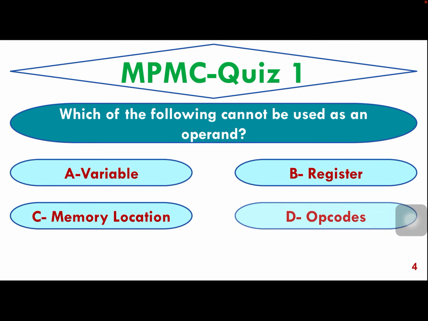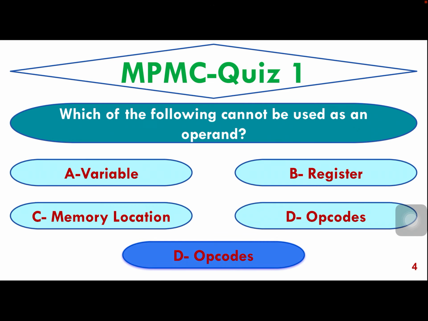Which of the following cannot be used as an operand? A variable, B register, C memory location, D opcodes. The correct answer is D opcodes.